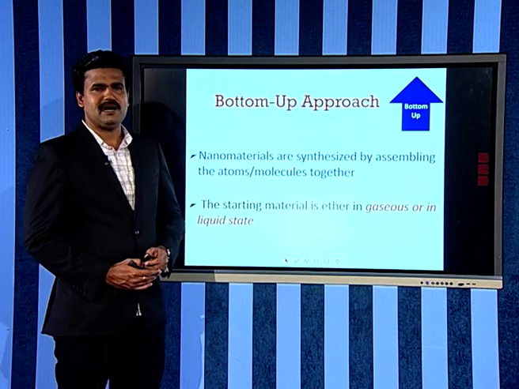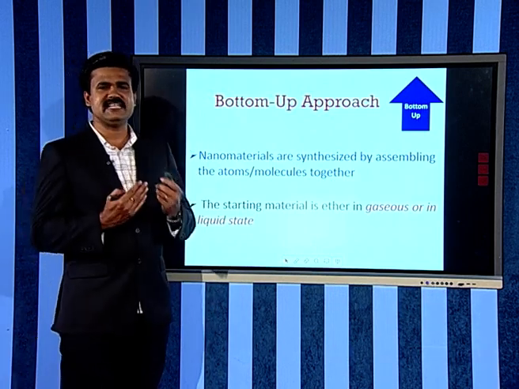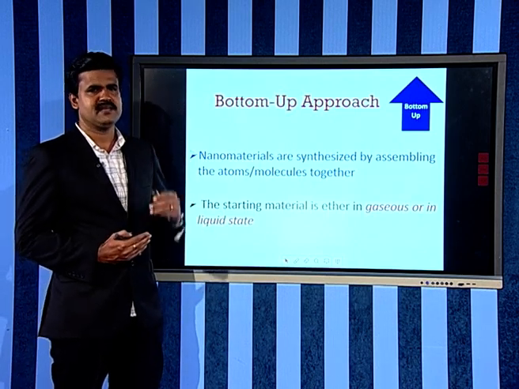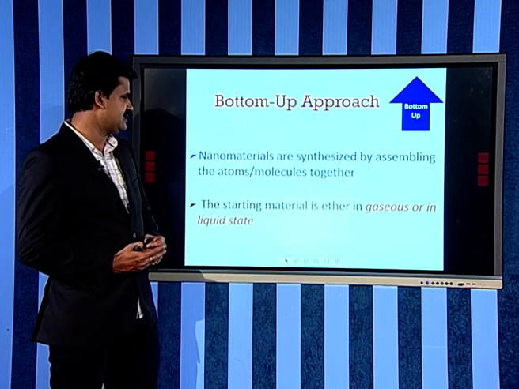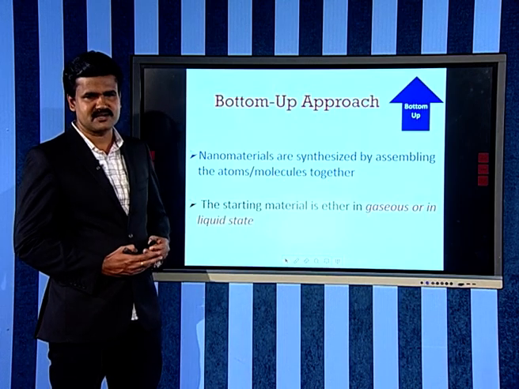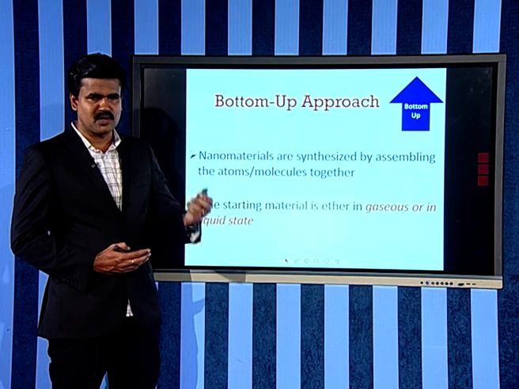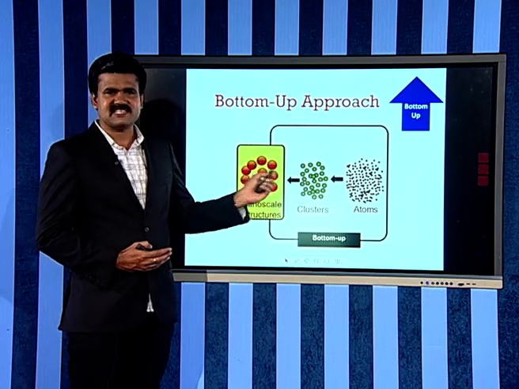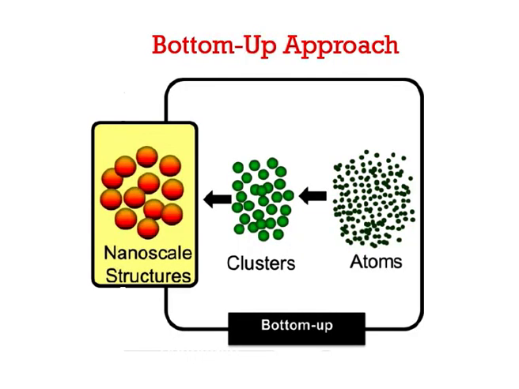Now, the bottom-up approach. Here, nanomaterials are synthesized by assembling atoms or molecules together. Here, the important peculiarity is that the starting material is either in gaseous state or in liquid state. That is, here we cannot use solid state materials. Now, this picture simply illustrates the bottom-up approach. Here we begin with the atoms. Atoms then change to clusters. Clusters finally are converted to nanoscale structures.